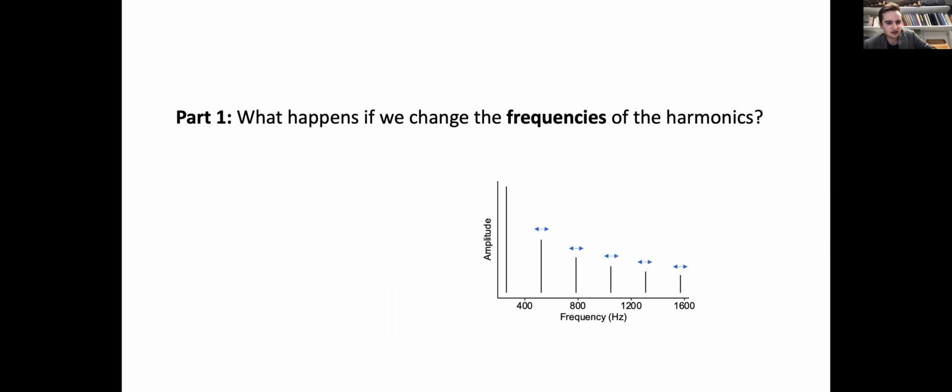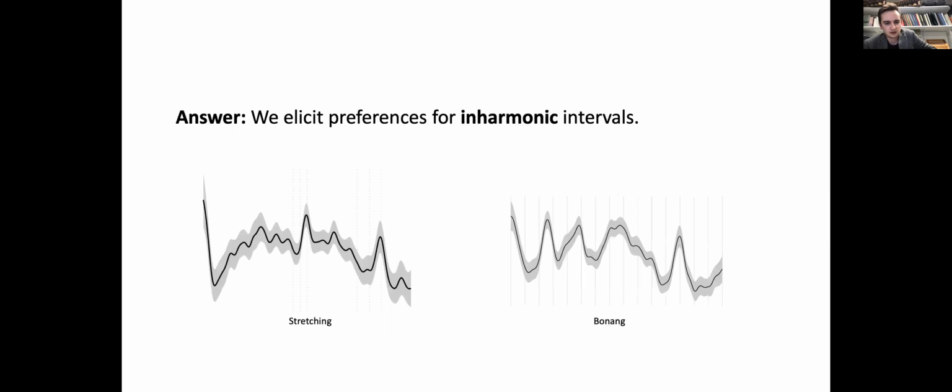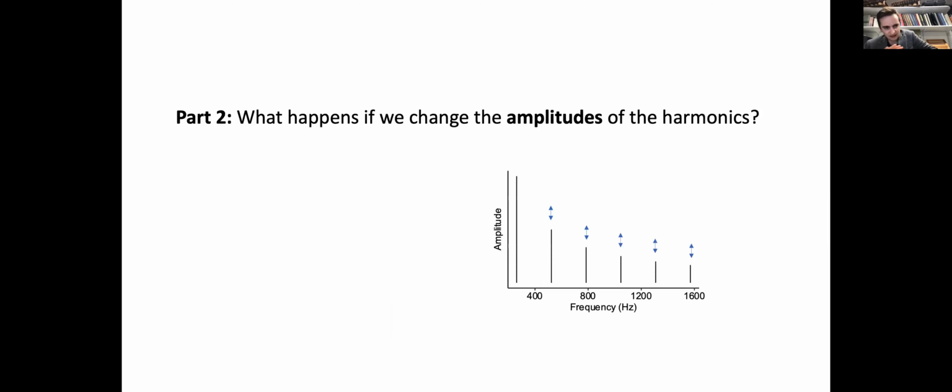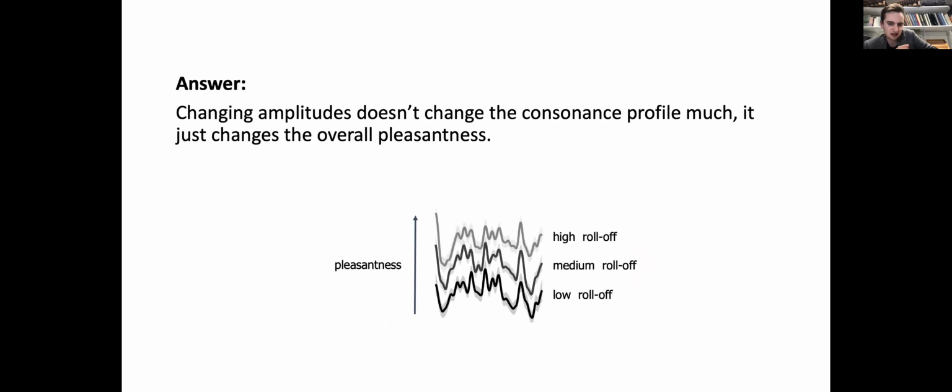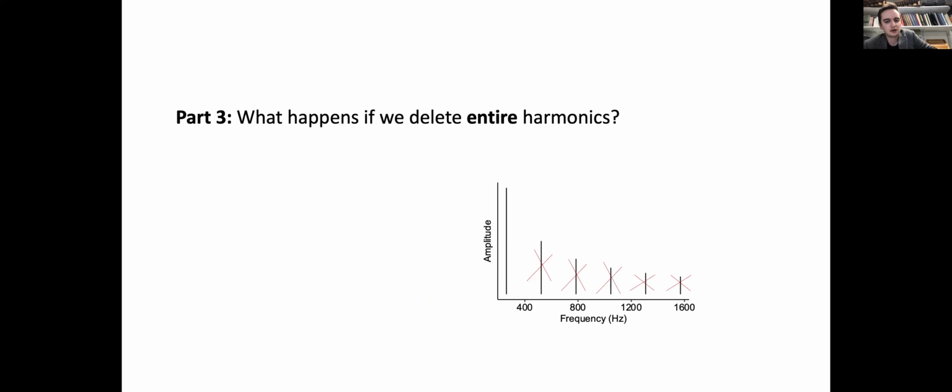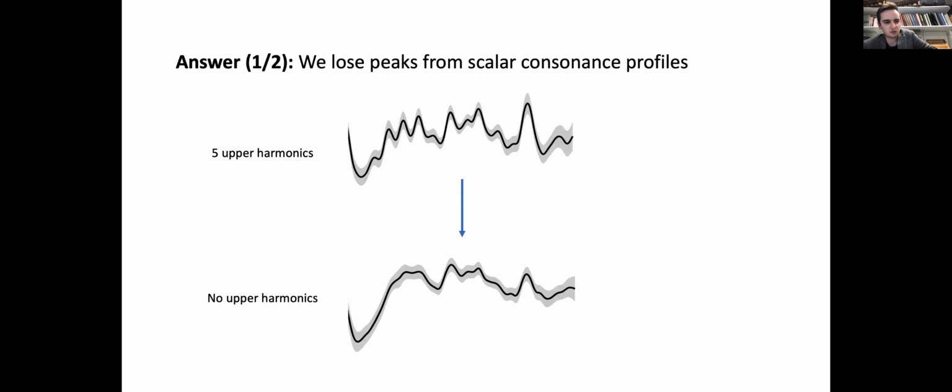We first looked at changing the frequencies of the harmonics, and we found that we could successfully elicit preferences for inharmonic intervals. We then looked at changing the amplitudes of the harmonics, and we found that just changing the amplitudes doesn't change the consonance profile very much, it just changes the overall pleasantness. But something different happens if we delete entire harmonics. We find that, in contrast to what previous studies have claimed, we do end up losing peaks from the consonance profiles.